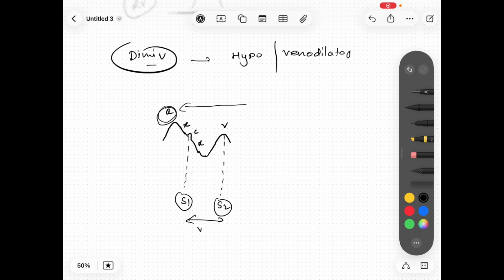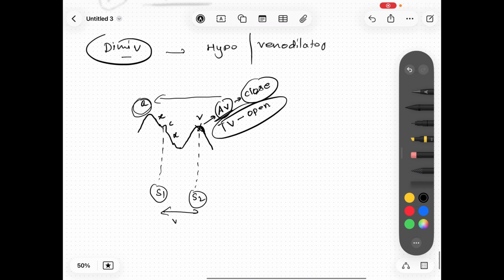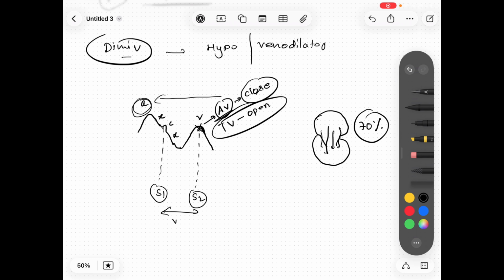Now, after V wave, what happens? Aortic valve closes and tricuspid valve opens. So this is RA, this is RV. When the tricuspid valve opens, there is passive filling of blood, which accounts for almost 70% of the blood, which forms the Y descent.